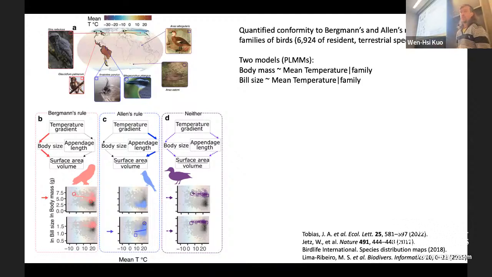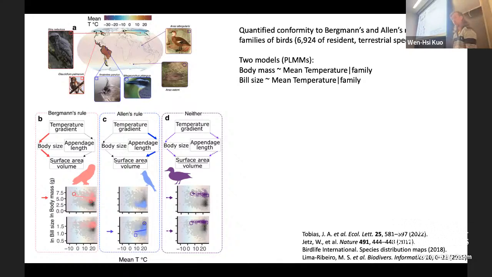As well as terrestrial species. We did that because we wanted to be able to accurately quantify the thermal niche that they experience, right? The average temperature that a species experiences. We then fitted two phylogenetic linear mixed models.